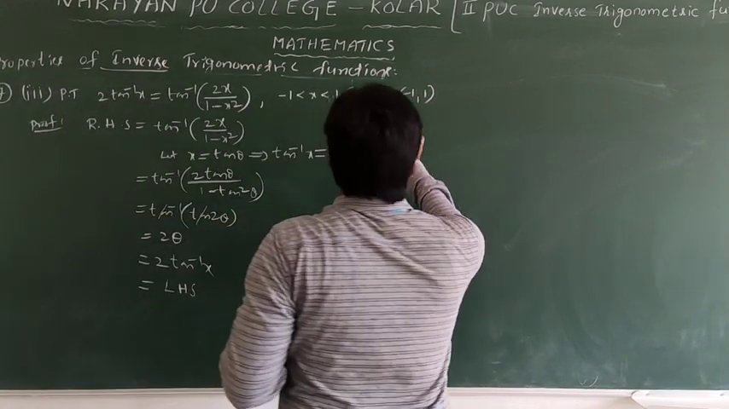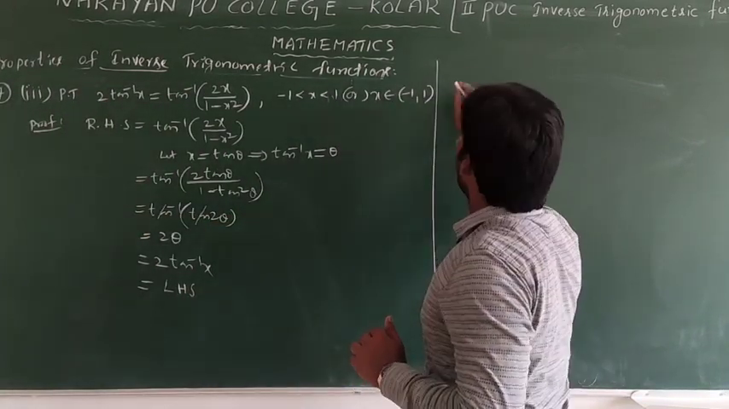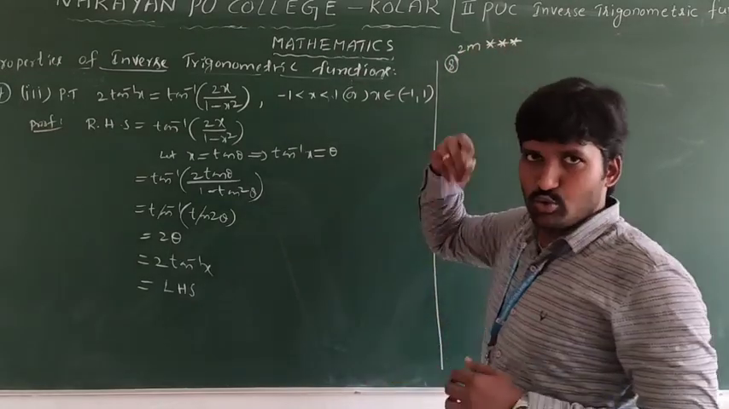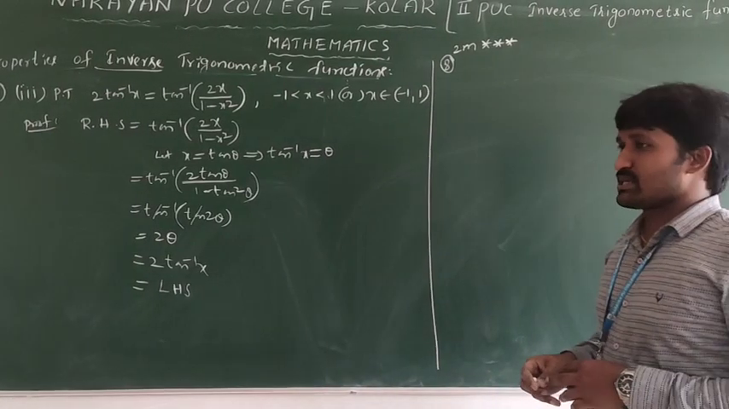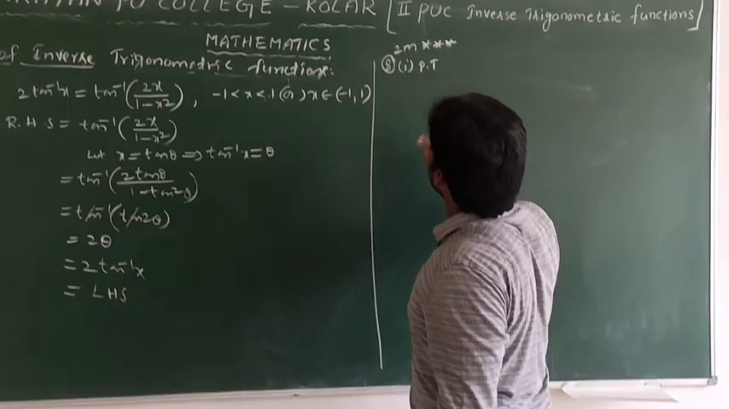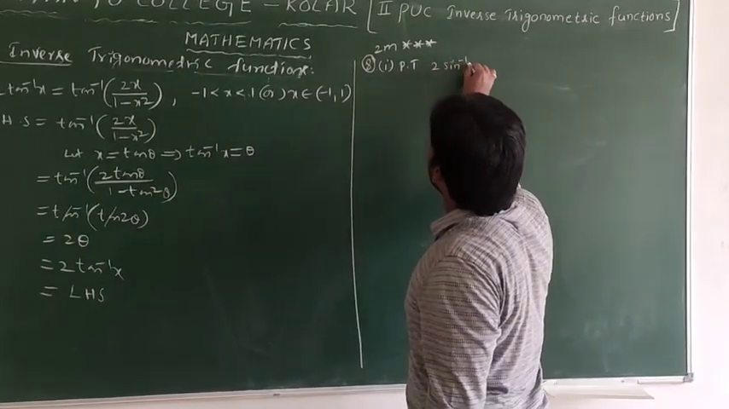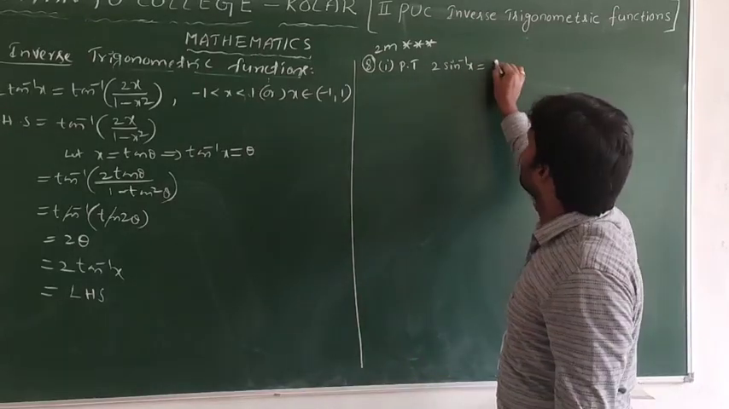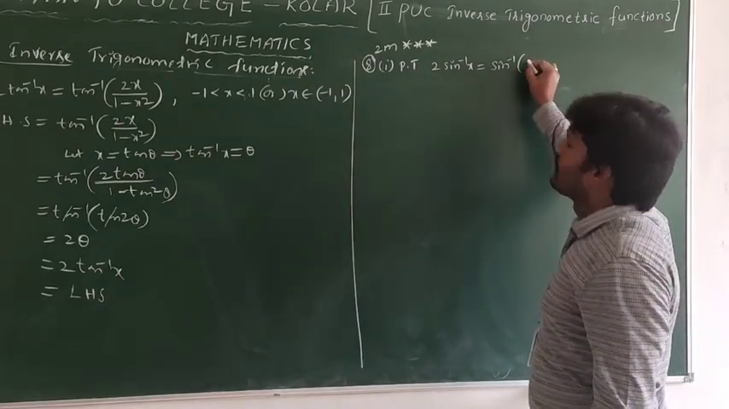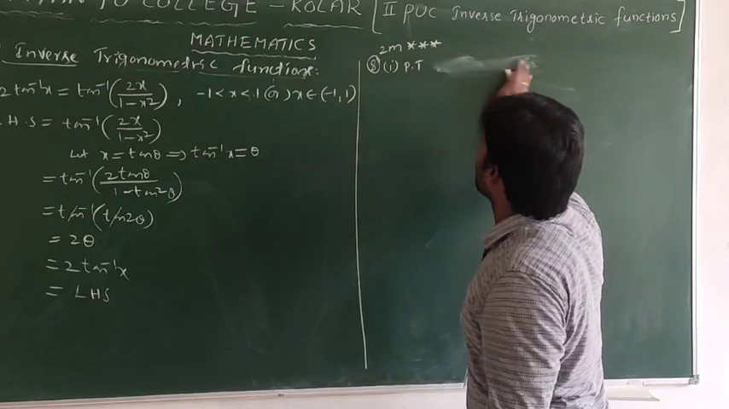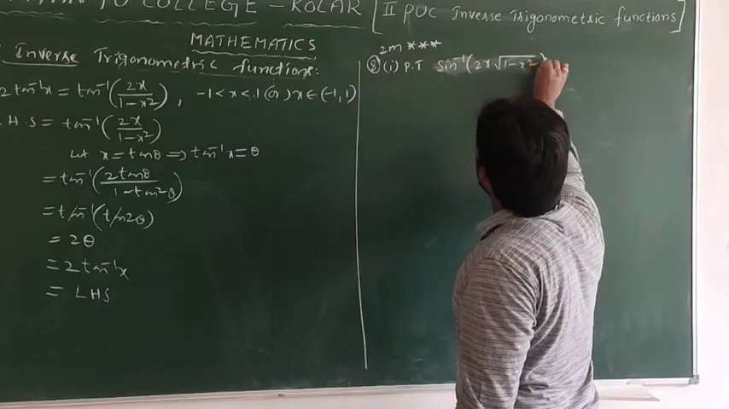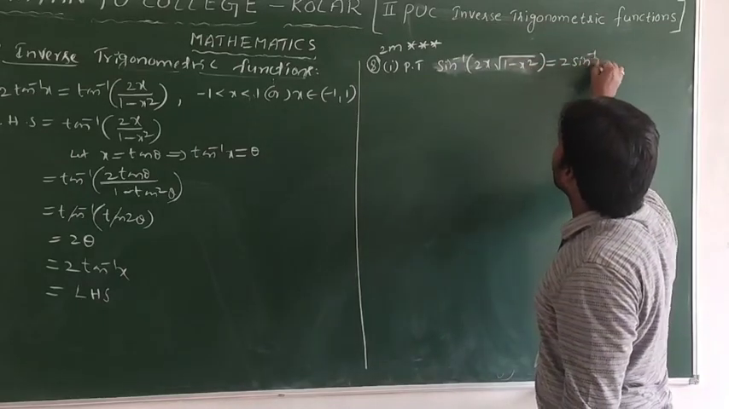Next, coming to the 8th one. Both these questions are very very important for 2 marks. Important models, they ask continuously in 2 years. In that, first one: prove that sin inverse of 2x into root of 1 minus x square equals 2 sin inverse x.